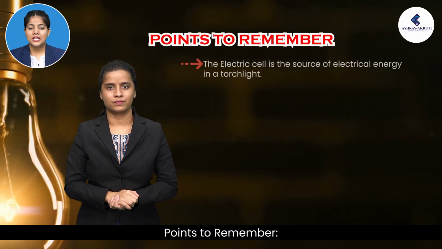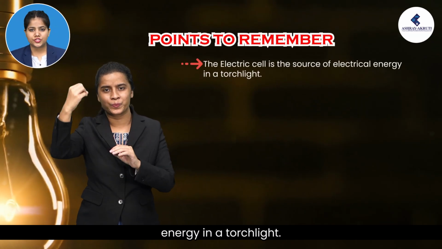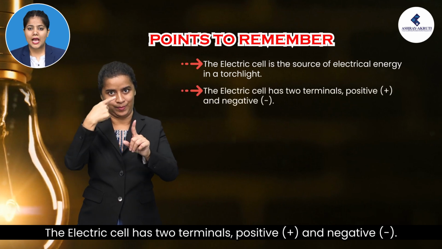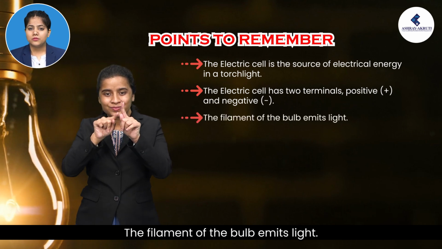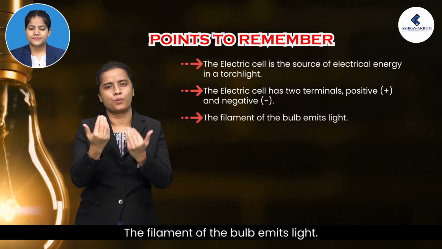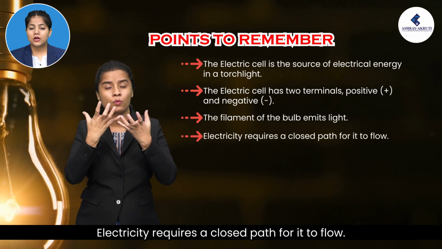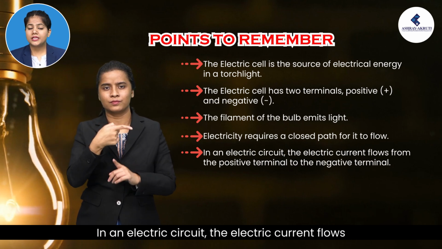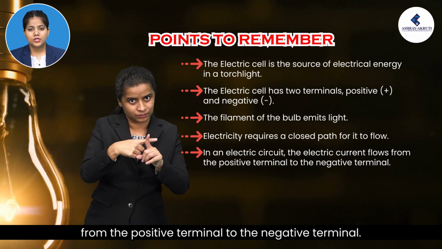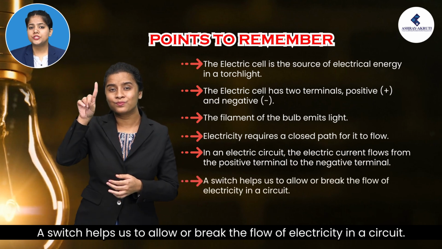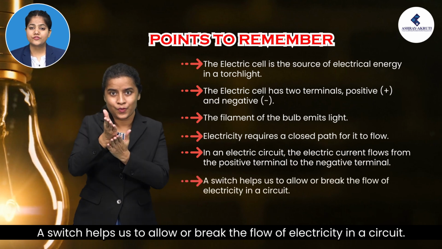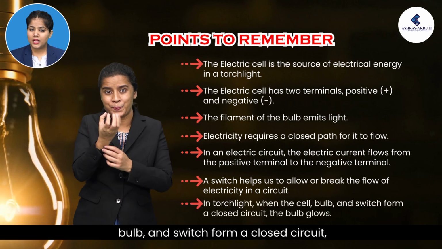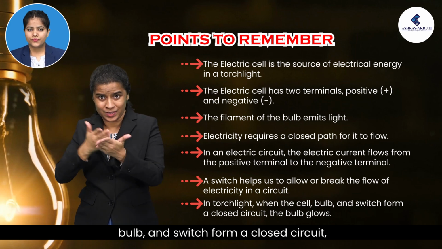Points to remember. The electric cell is the source of electrical energy in a torchlight. The electric cell has two terminals, positive and negative. The filament of the bulb emits light. Electricity requires a closed path for it to flow. In an electric circuit, the electric current flows from the positive terminal to the negative terminal. A switch helps us to allow or break the flow of electricity in a circuit. In torchlight, when the cell, bulb, and switch form a closed circuit, the bulb glows.